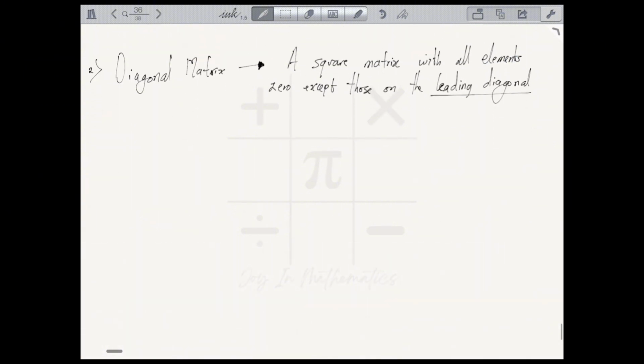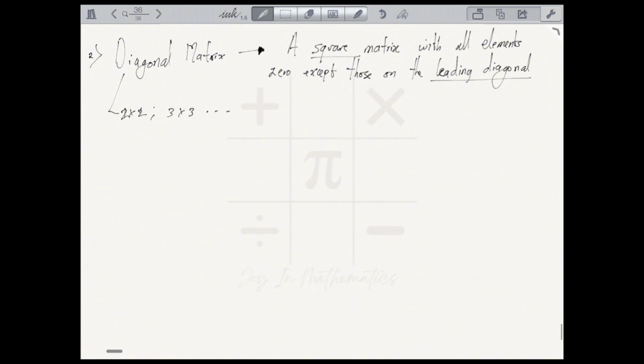Now, a diagonal matrix. A diagonal matrix is a square matrix, all right? So in short, a diagonal matrix is 1 by 1 or 2 by 2, 3 by 3, and the likes. First, a square matrix with all elements 0 except those on the leading diagonal. Now the question is, what is the leading diagonal?